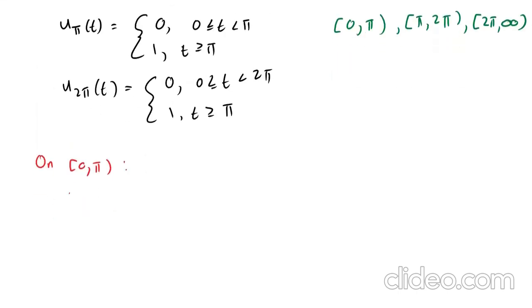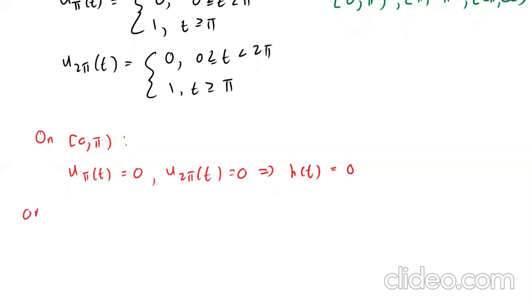Well, u sub pi of t in this interval is 0. Right? U sub 2 pi of t equals 0, which implies h of t, which equals their difference, 0 minus 0, is 0. And that's it. That's what we have on the interval 0 to pi. Both are 0. Now, on pi to 2 pi, something happens.